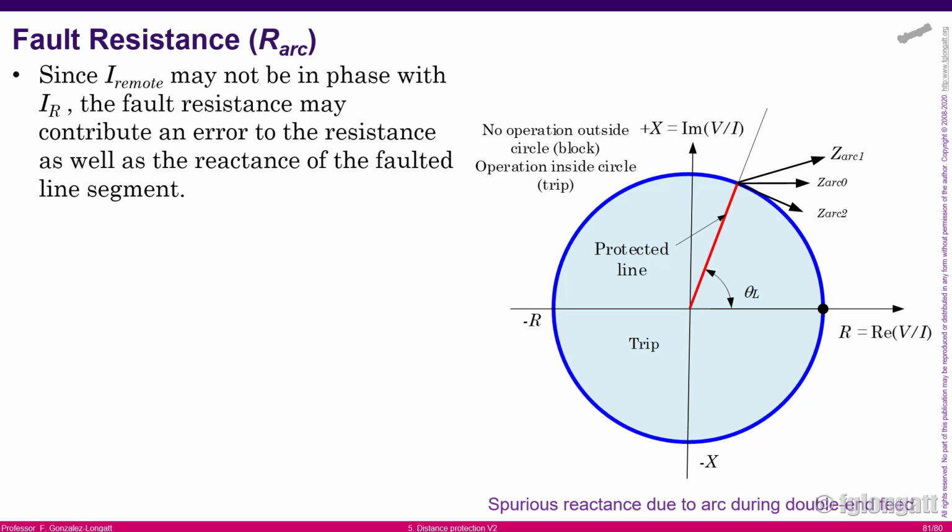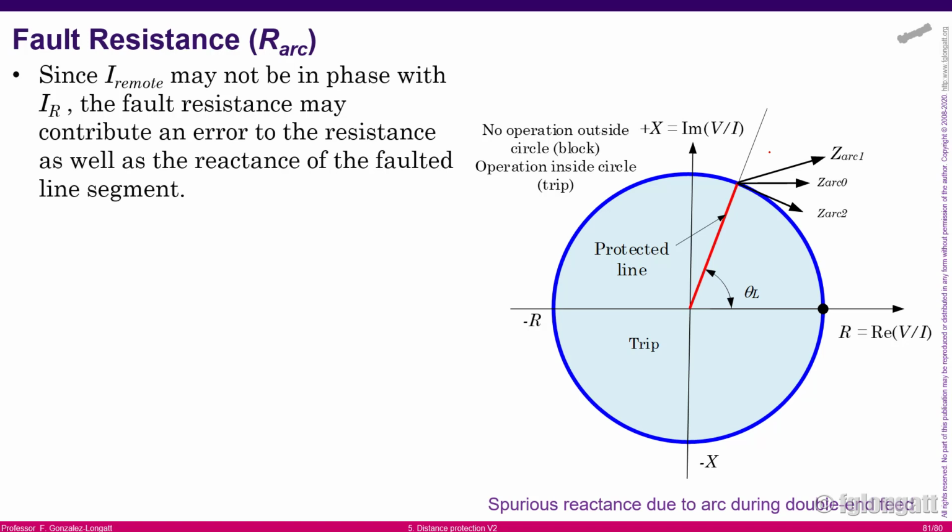What you need to understand is that the arc impedance is not necessarily a pure resistance. It may be a pure resistance, but the current contribution that is coming through can modify the direction of the apparent impedance. And we can have different directions for that disturbance here at the R-X diagram, okay?